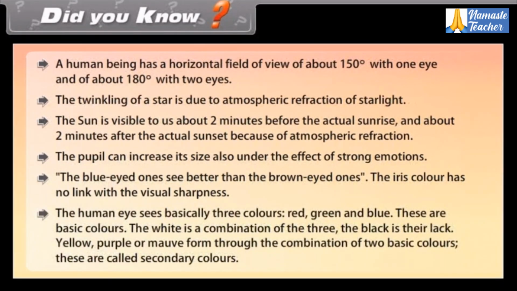The human eye sees basically three colors: red, green, and blue. These are basic colors. White is a combination of the three. Black is their lack. Yellow, purple, and mauve form through the combination of two basic colors. These are called secondary colors.